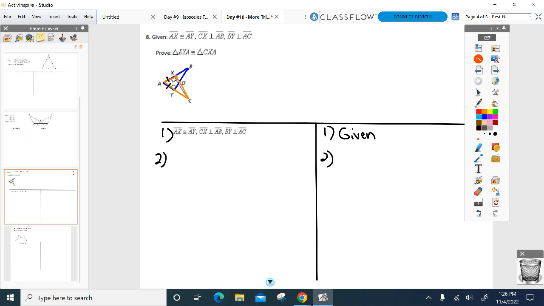All right, here we go. Same thing we do every proof. Let's look at the givens and see if I can put an S or an A next to it. AX congruent to AY, is that a full side in both the triangles I'm trying to prove congruent? Yes or no?